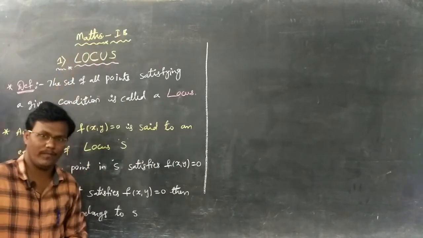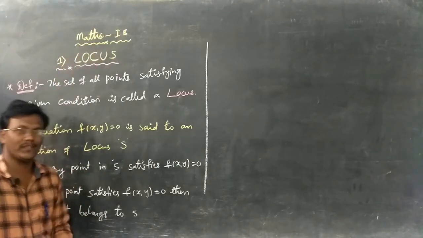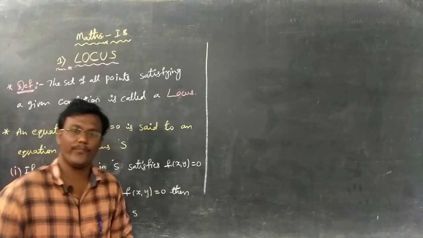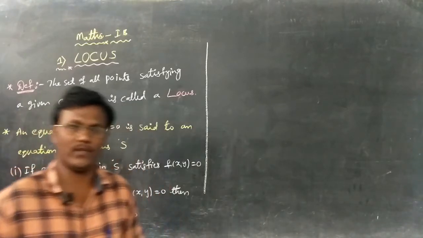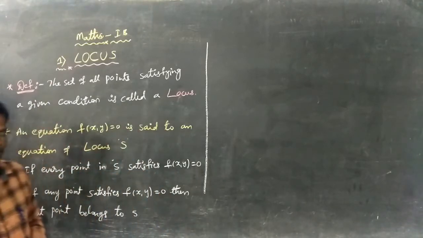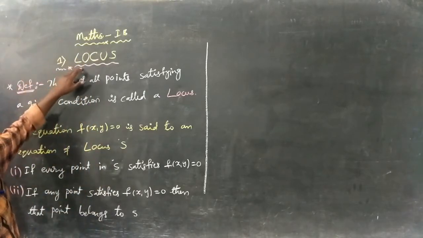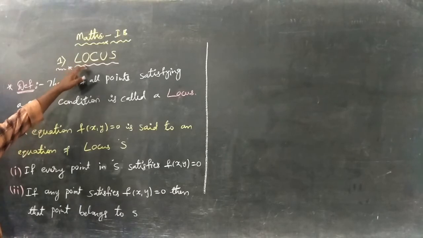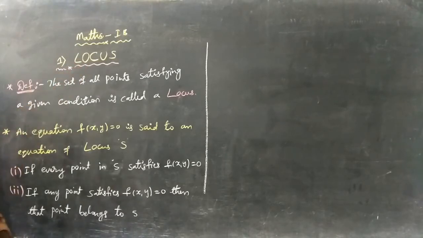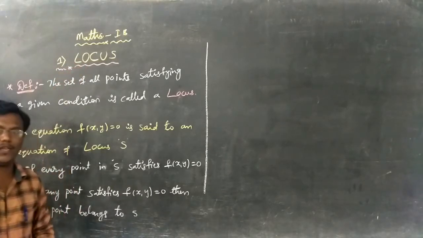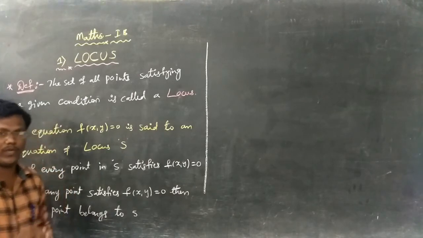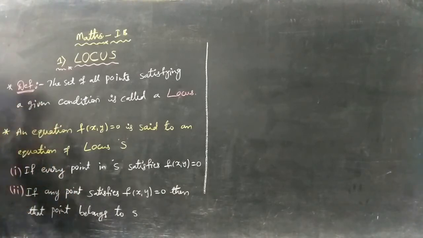In this paper, the first chapter is locus. In this chapter we get one 4-mark question. So looking at the chapter, the first chapter is locus. What is the definition of locus and how to find the locus? Today we are discussing this in this video.